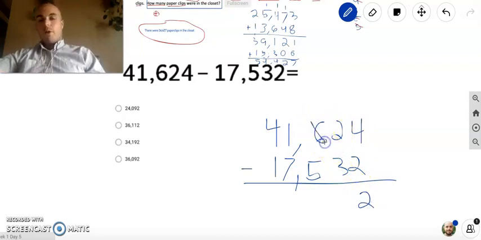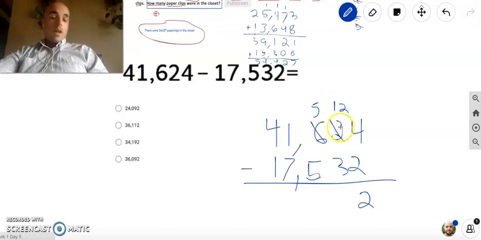So it's just like bundling. So I have 5 here. But remember, as we unbundle this over, I'm actually going to be moving 10 over. So it's not 2 anymore. It's now 12. So now I can subtract. 12 minus 3 gives me 9. 5 minus 5 is 0.